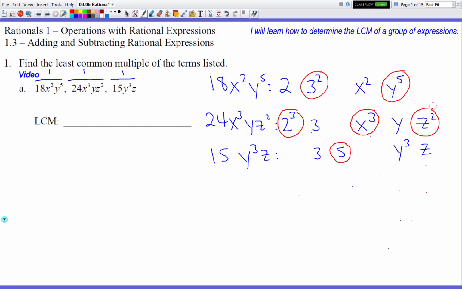So 2 to the third is 8. So 8 times 5 is 40, and 40 times 9, right? Because 3 squared is 9. So 2 to the third is 8, 8 times 5 is 40, and 40 times 9 is 360. So 360 is going to be my number.